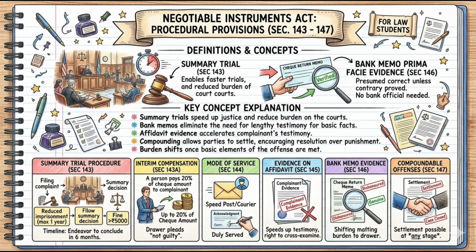Section 147 states that these offences are compoundable. This means the parties can settle at any stage, even after a conviction, reflecting the Act's ultimate goal of recovery over mere punishment.